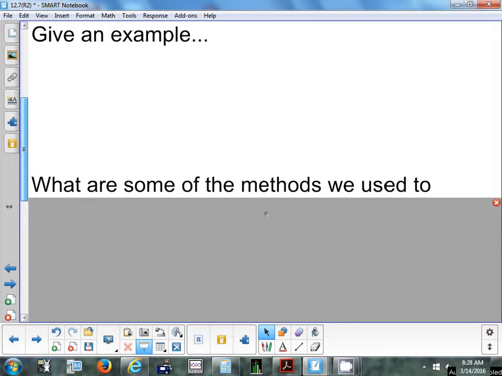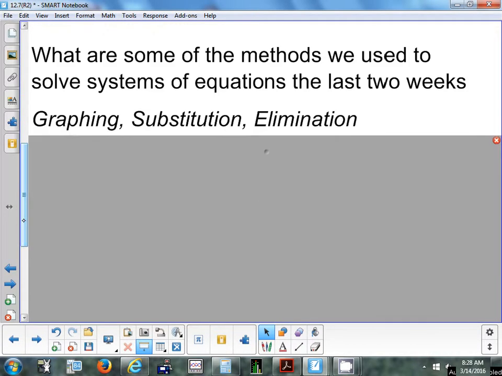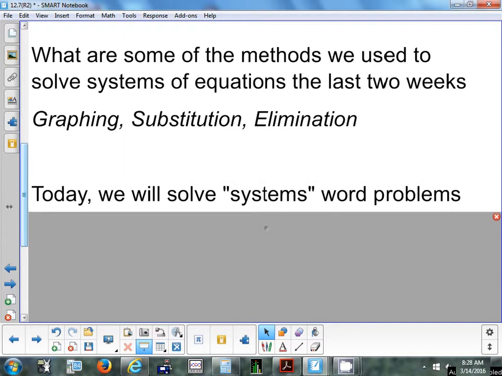So far, we've used 3 methods to solve systems. All right, Victor, what is it? Substitution's one. What's another one? Elimination. Anybody remember that last one? Graphing. Right. Those are the 3 kinds that we've talked about so far: graphing, substitution, elimination, like Mr. Hager just talked about.